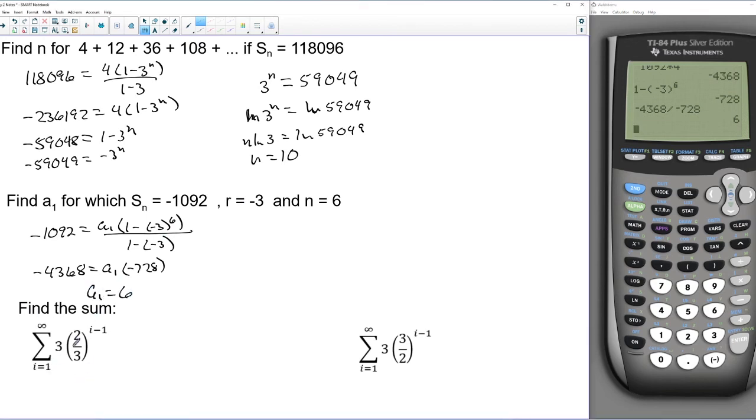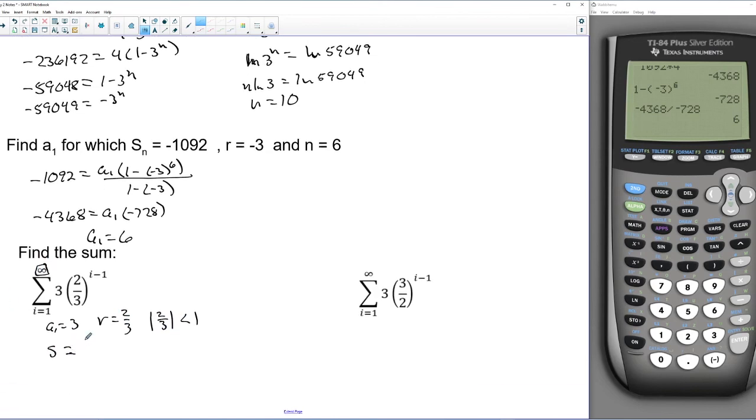Find the sum. Well, a sub 1 is 3, and r is 2/3. Now, in order to have an infinite sum, the absolute value of r must be less than 1. And then the sum is a sub 1, which is 3, over 1 minus r, which is 2/3. So now if we multiply everything by 3 to get rid of this 3, we get 9 over 3 minus, when those cancel, we get 2, which is 9. Here, r is equal to 3 halves, which is greater than 1, so there's no sum.